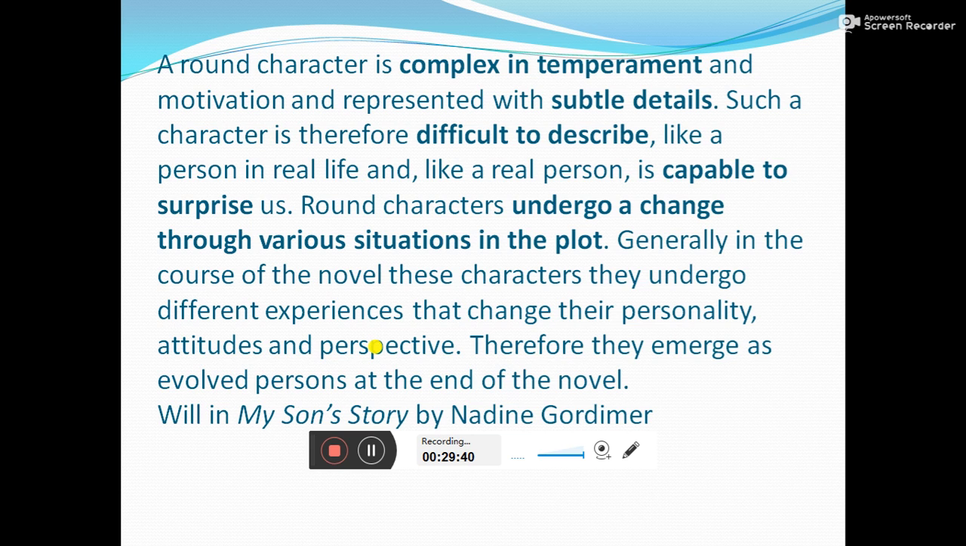He somehow is a witness to his father's affair with another woman. He is also a witness to the revolution against apartheid in South Africa. And therefore, he becomes a round character. He undergoes changes, he witnesses so many things, and his personality, attitudes, and perspective change.